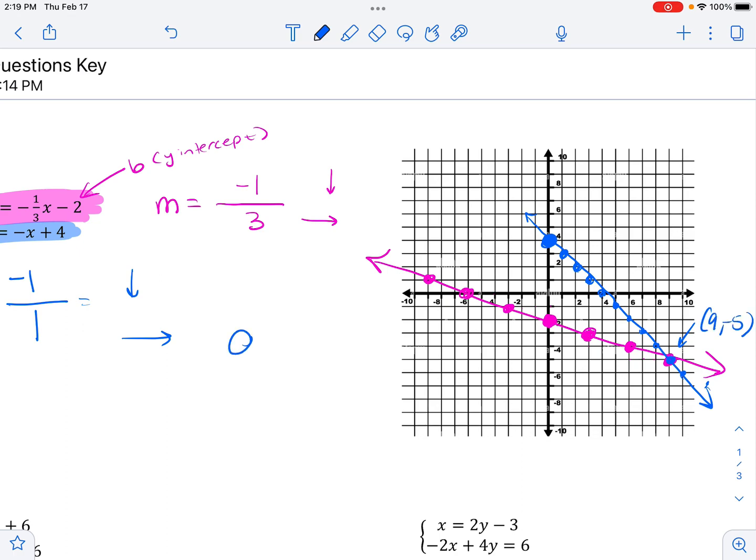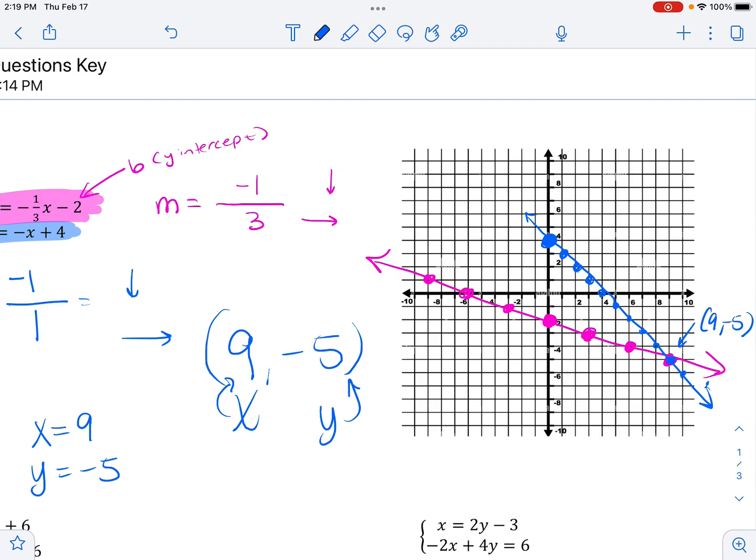So the solution here is 9, -5, where x is 9 and y is -5, because that's typically what we would do. When we solve these equations, we get x is 9 and y is -5. Although if you wrote your answer as an ordered pair, that would be fine as well. Okay, hope that helps.